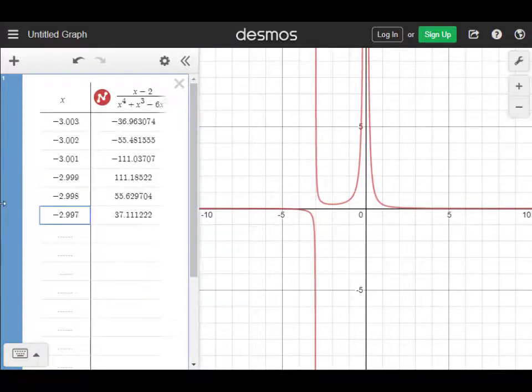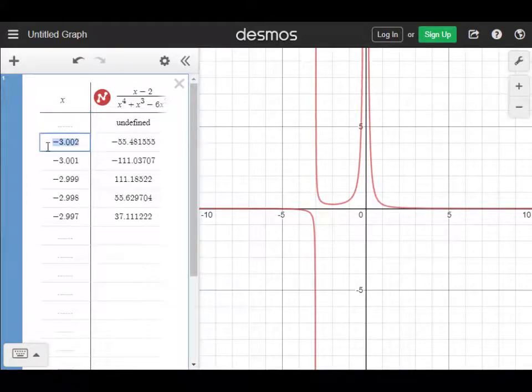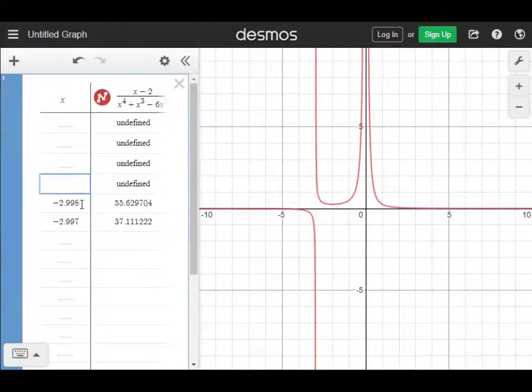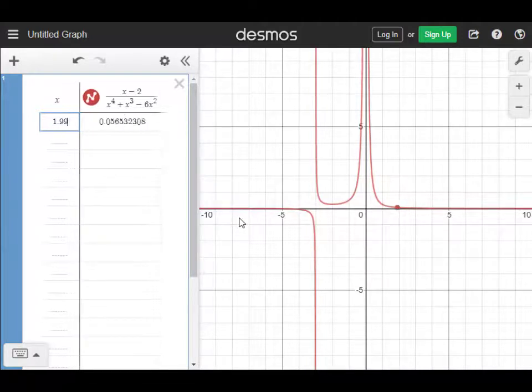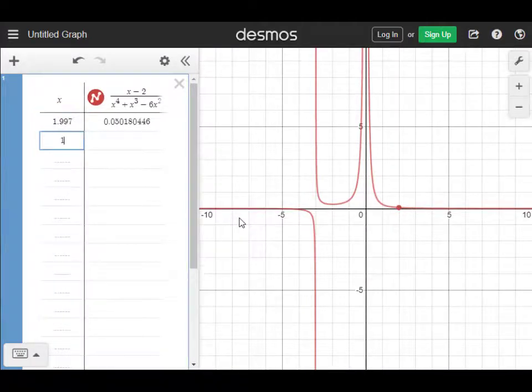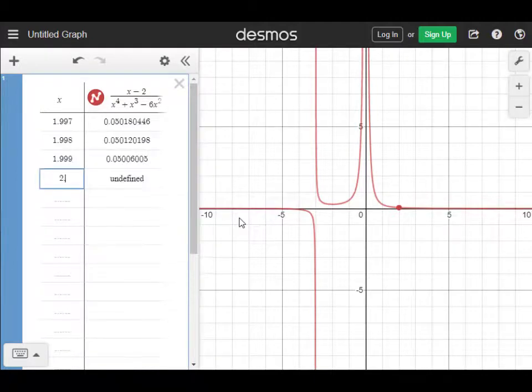All right, the second one was +2. Clear these out again. Positive numbers are a little bit easier to get close to than the negative. The negative was a little tricky because a number that's smaller than -3 is -3.01, and a number bigger is -2.99. A little easier with positive numbers. So what I would do here is probably something like 1.997, 1.998, and 1.999, and then 2.001, 2.002, and 2.003.